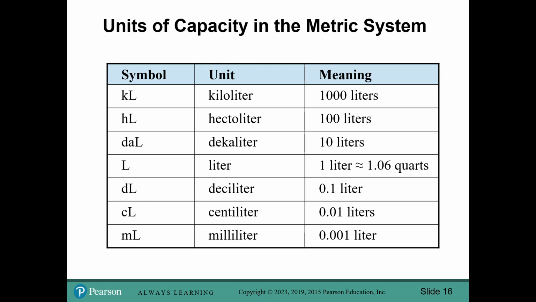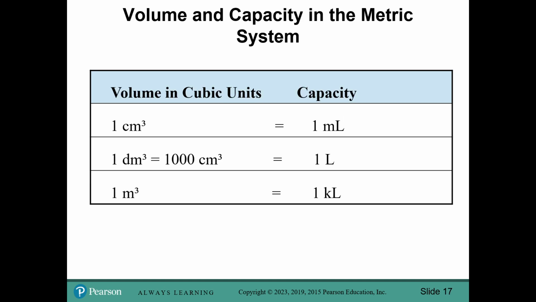Okay, pretty simple, right? So kiloliter still means the same thing. Still means 1,000 liters. Hectoliter is 100 liters. Dekaliter is 10 liters. A liter is just 1 liter, obviously. A deciliter is 0.1 liters. Centiliter is 0.01 liters. And a milliliter is 0.001 liters.